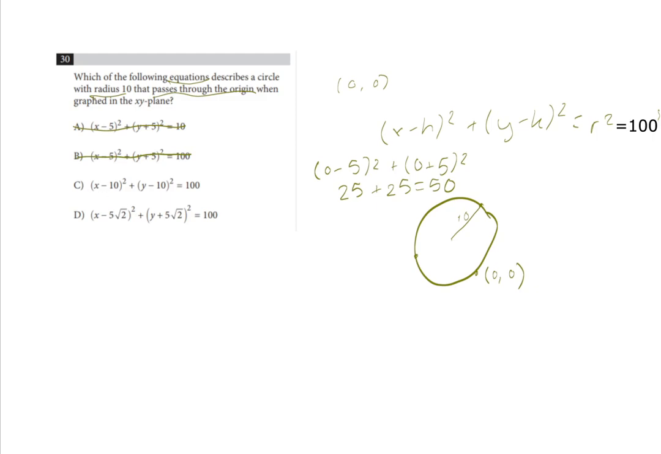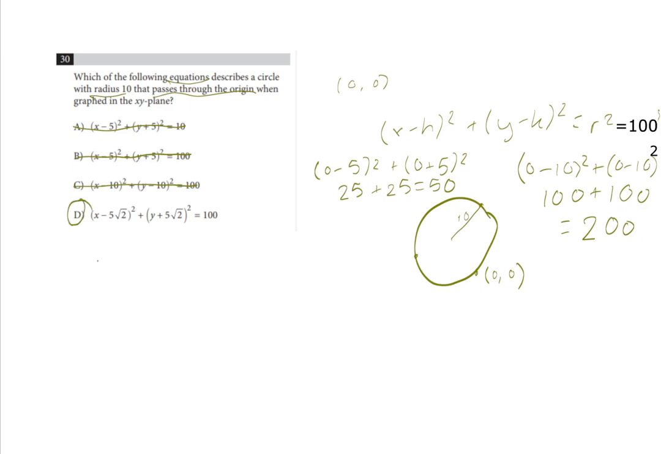Now we're going to do the same thing with C over here. So 0 minus 10 is negative 10. Square that, it's 100. And this term over here means the exact same thing. That's also 100. And this is equal to 200, not 100. So we can eliminate option C. And by elimination, we know that our answer is D.